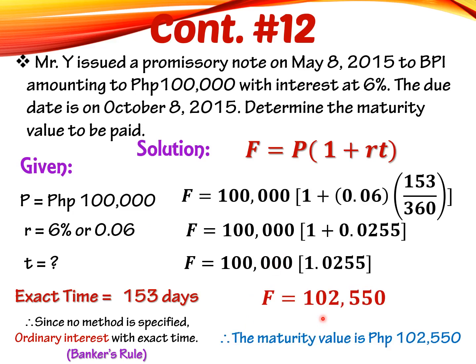So, the maturity value will be 102,550 pesos. Now, if you want to know the ordinary interest, we will subtract 100,000 from 102,550 and therefore the ordinary interest will be 2,550. But since you are only asked to find the maturity value, your final answer will be 102,550. So I hope that is clear.